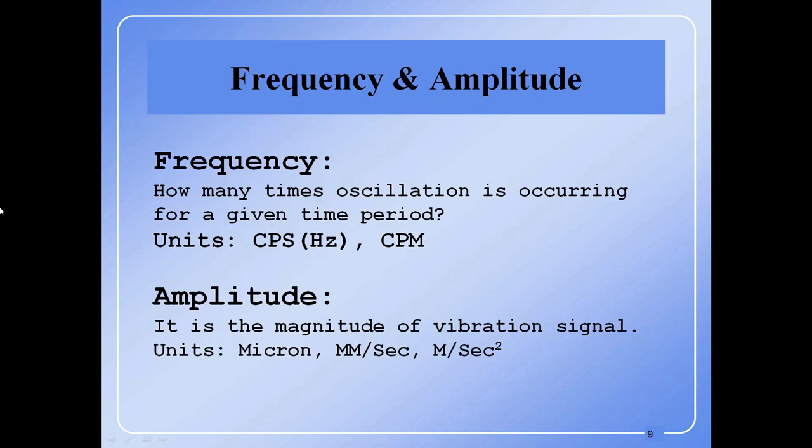Frequency and amplitude. What is frequency? How many times oscillation is occurring in a given time period is called frequency. Units: CPM, cycles per minute, or hertz. Amplitude is the magnitude of the vibration signal. Units: microns, or millimeter per second, or meter per second square.